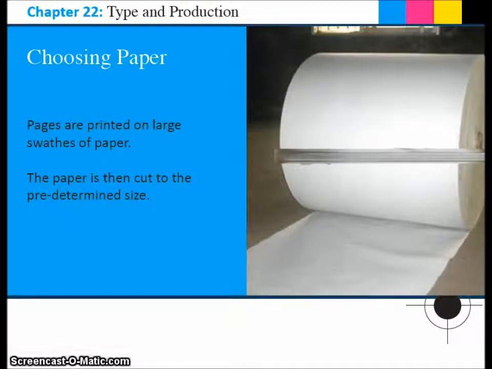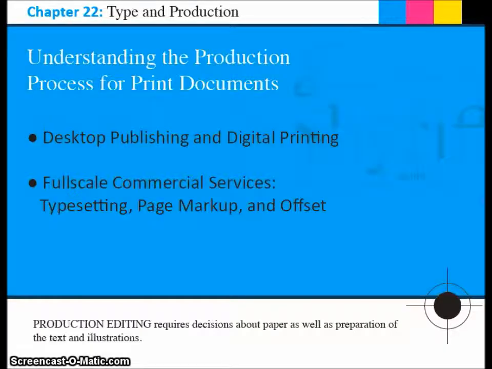Pages are printed on these large swaths of paper, which you can see in this photo. They are printed sometimes up to 16 pages at a time, and then cut to the predetermined size following the printing. So, understanding the production process for print documents.